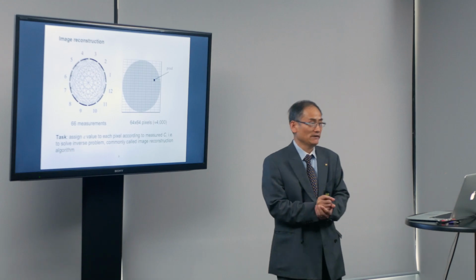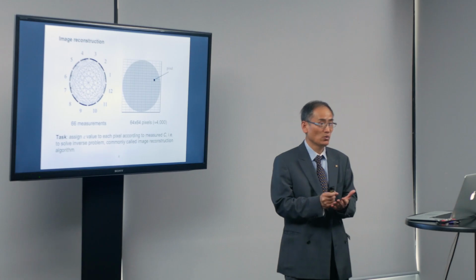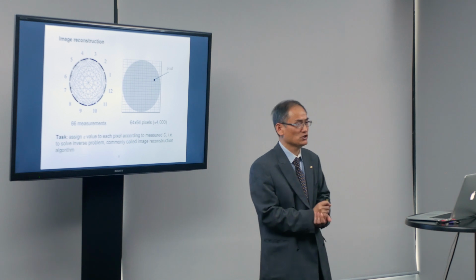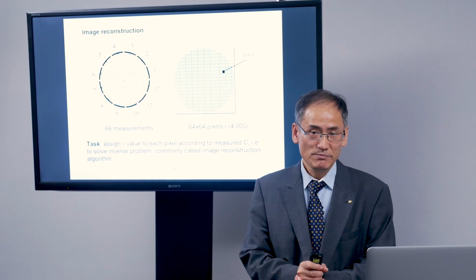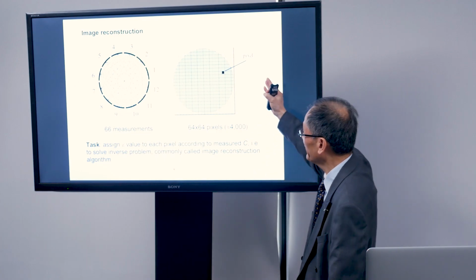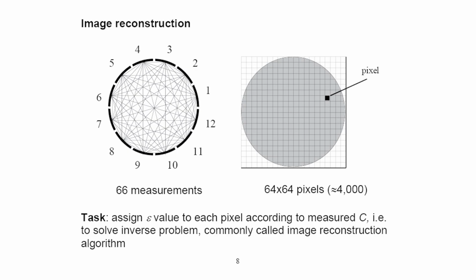We talk about tomography. Image reconstruction is commonly known as a mathematics problem. What is image reconstruction? Image reconstruction basically is we divide the imaging area into many small pixels, such as 64 by 64 pixels. In this case, we have nearly 4,000 pixels. Do remember, we have 28 knowns. We need to solve 4,000 unknowns.